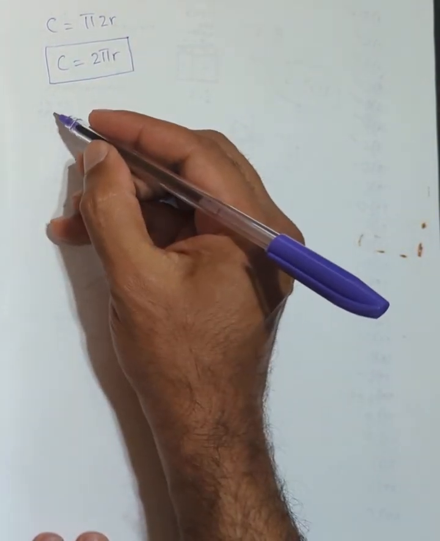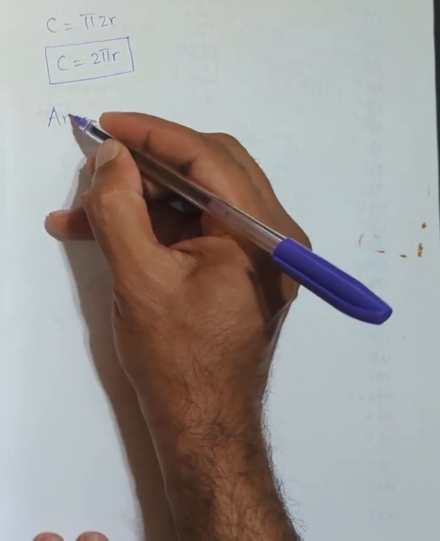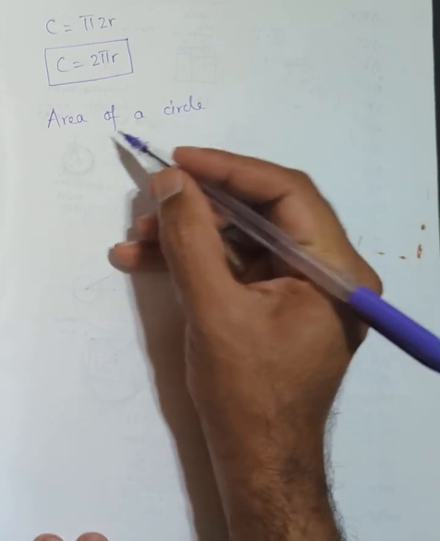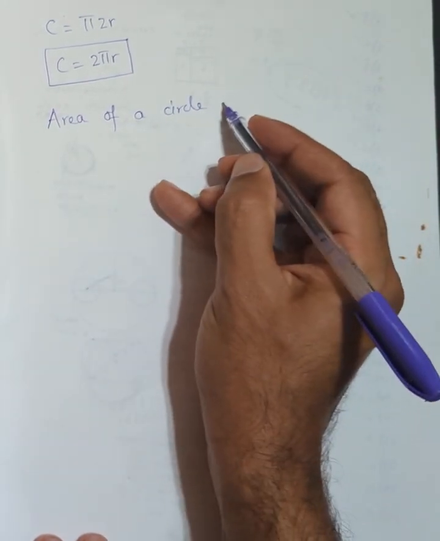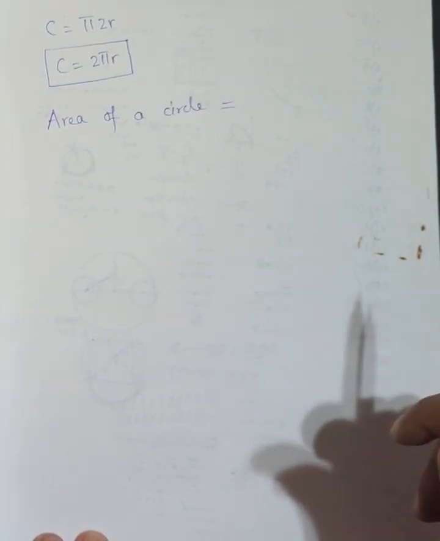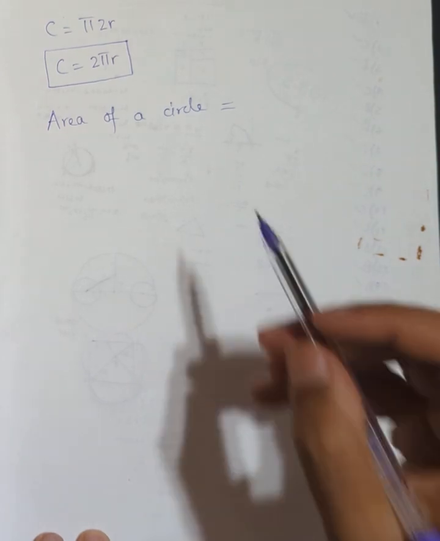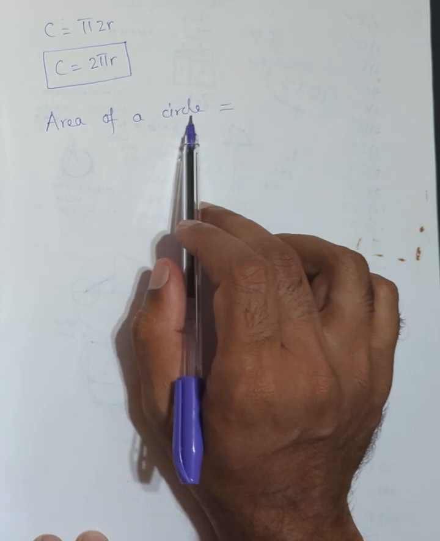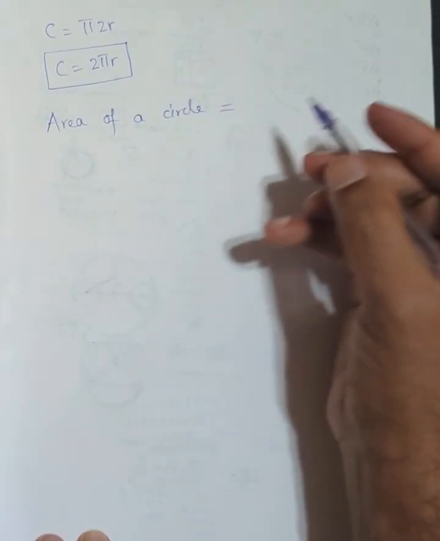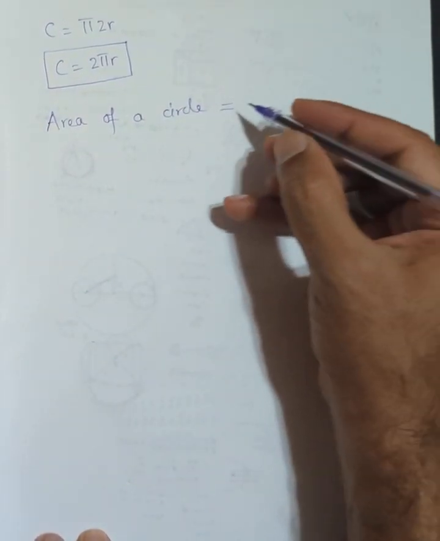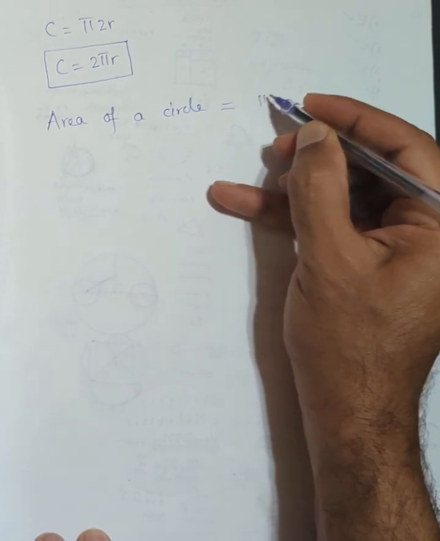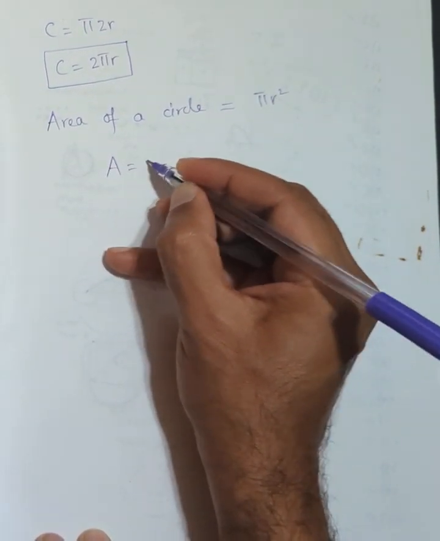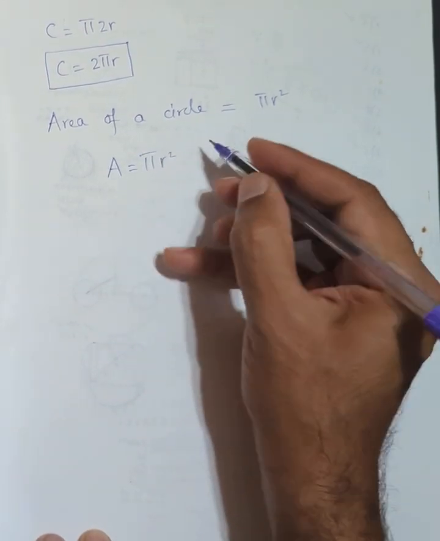Now let's talk about area of the circle. So area of a circle, it's again going to use pi. There are several ways to prove that, and I'm not going to prove it, but I will just state the result. This is given by the formula pi r square. So let's write down A equals pi r square.